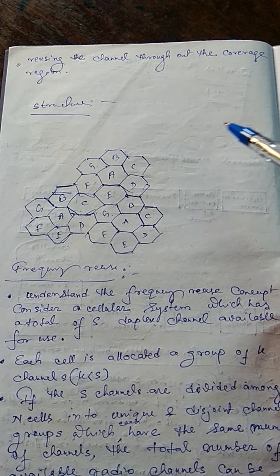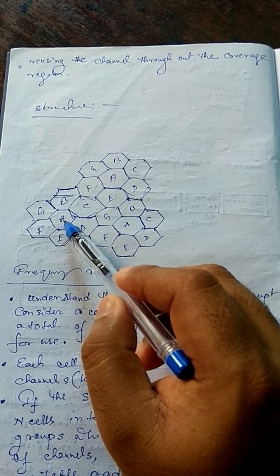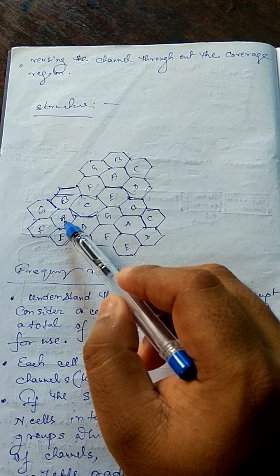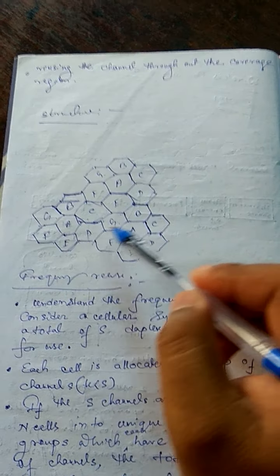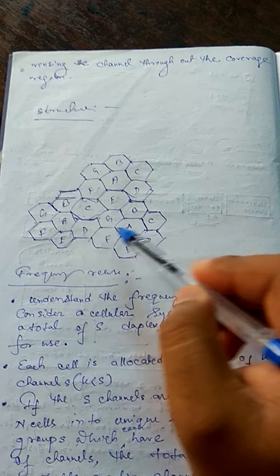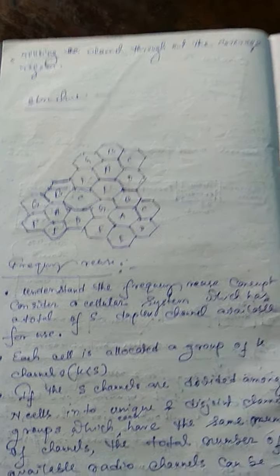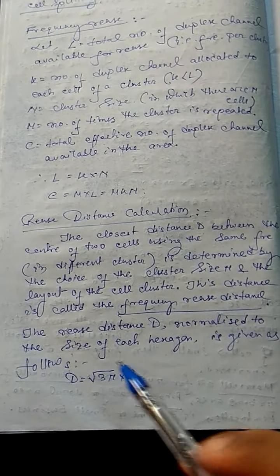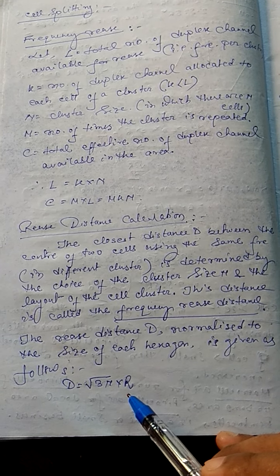Again, we go for that particular A, then we have to find another A, another cell for frequency reuse, but in a different cluster. That means that distance is also d. And this distance we express mathematically by the formula d equals root over 3n into r.